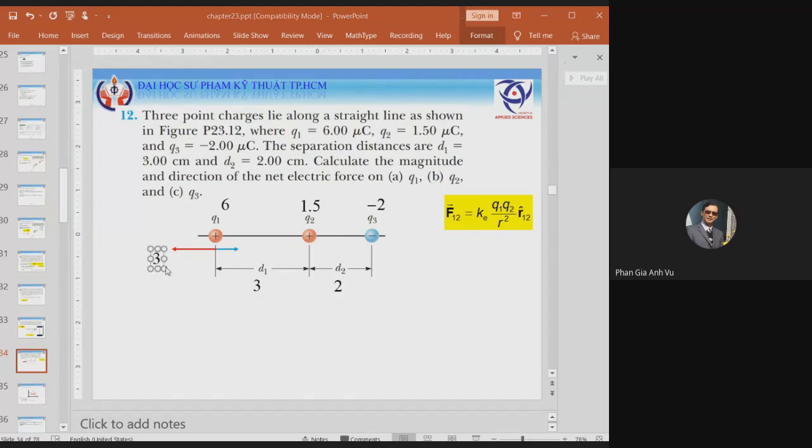Okay, I call this one F21. And this one will be F31, F21 and F31.